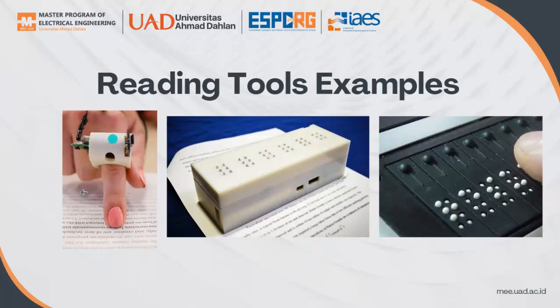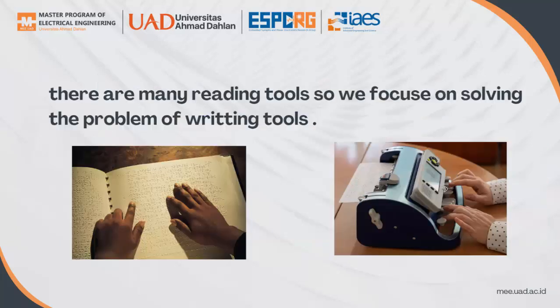Maybe you know this is a finger reader. This can read text with a voice. Also, there is a device which reads the text in English and displays it in a cell. Refreshable display is a way for blind or visually impaired people to learn how to read text by Braille cell. There are a lot of reading tools, so we focus on solving the problem of writing tools.